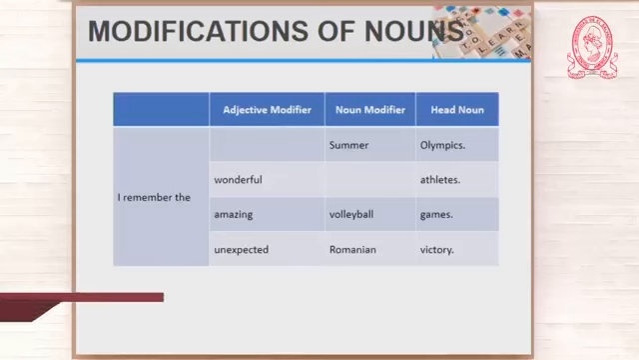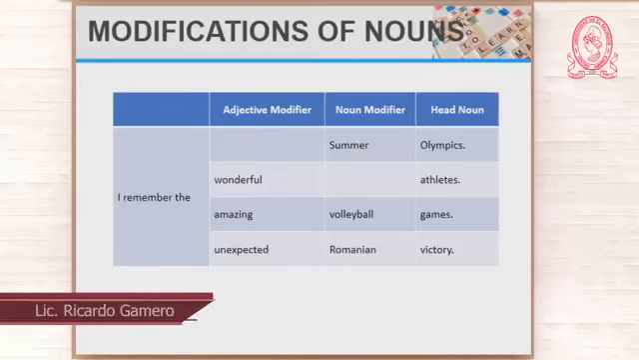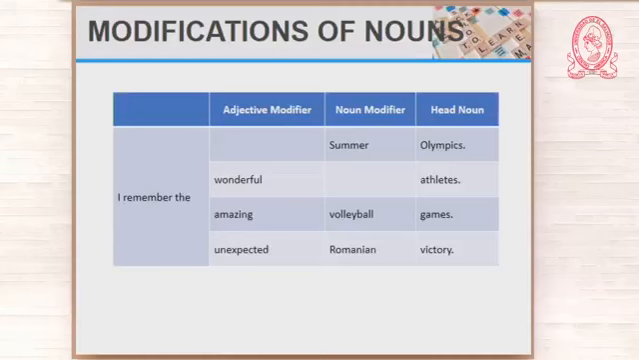Hello, everyone. As you know, today we're going to talk about modifications of nouns. Let us analyze the sentences that we have here in this chart. We have the first part: I remember the Olympics, okay? I remember the Olympics.